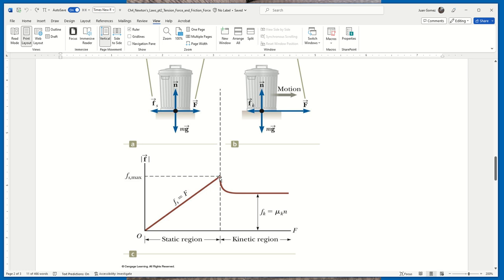Once the object begins to move, the friction force now becomes Fk. And the force required to keep it moving is now less than the force required at that peak right there. That's when F hits its maximum, which is Fs max. Then at this point, the object begins to move. It's now the kinetic region, but the applied force F required to keep it moving drops down by this amount right here.